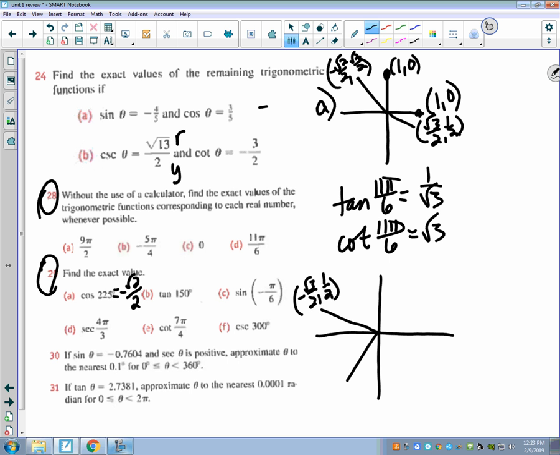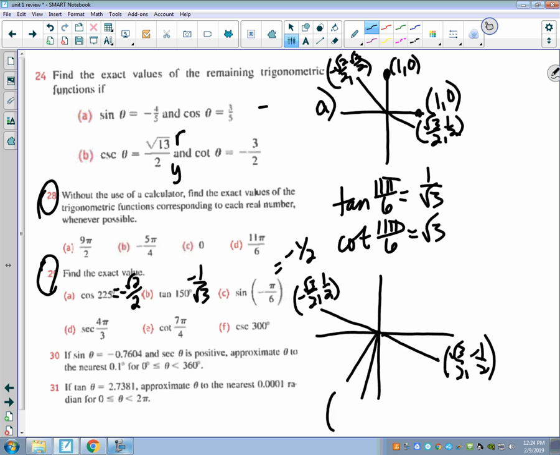Tangent of 150, 150 is up here. And that's negative square root of 3 over 2, 1/2. So tangent is y over x. So that's negative 1 over the square root of 3. Sine of negative pi 6, that's down here. So that's square root of 3 over 2, negative 1/2. So the answer to that is just negative 1/2.